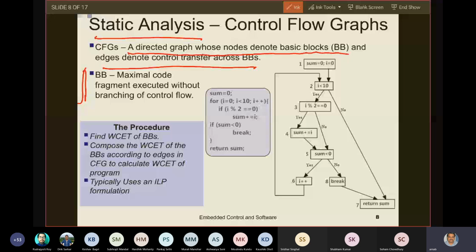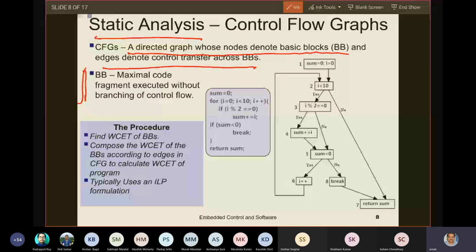Now, what is a basic block? A basic block is a set of instructions. What is the property of that set of instructions? It is a sequence of instructions which does not involve branching of control. That means if the first instruction of that code is executed, all the instructions in the basic block will be sequentially executed one by one. There will be no branching of control.